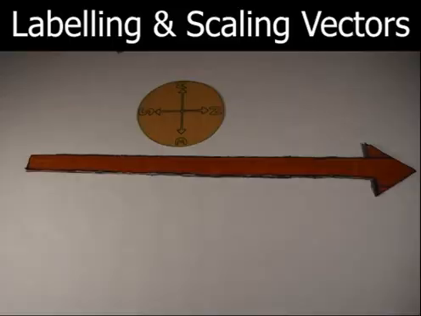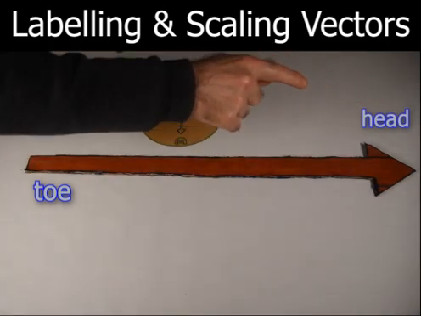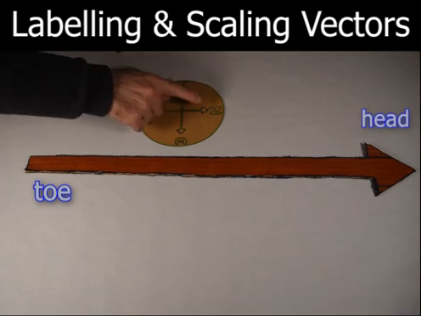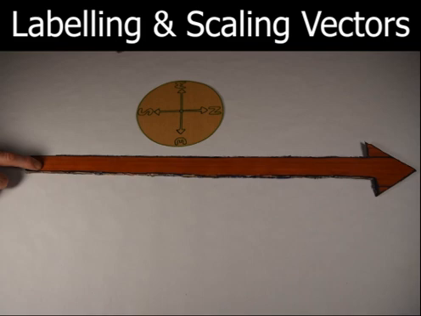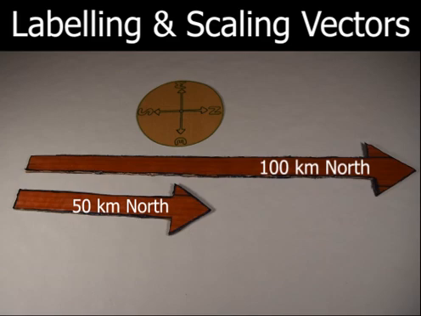Let's go and illustrate this just now. This is a directed line segment that we call a vector. Now we label vectors. This is called the toe of the vector, and the top, the arrowhead, is called the head of the vector. This vector is clearly pointing due north. Now the length of the vector is proportional to the magnitude of the physical quantity we have just measured. So for example, if this vector here represents a displacement of 100 kilometers due north, a vector half the size will represent a displacement of 50 kilometers due north. This is how we scale our vectors.